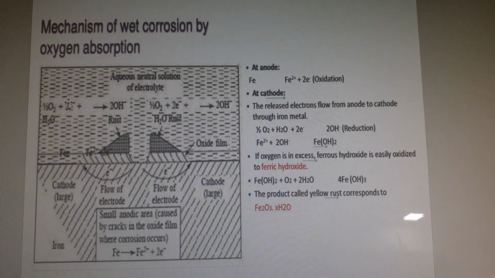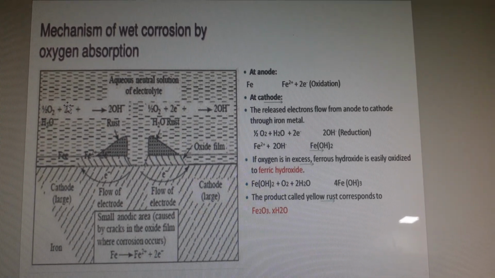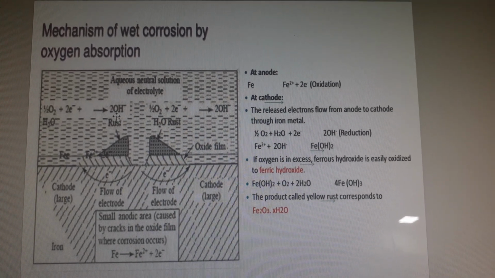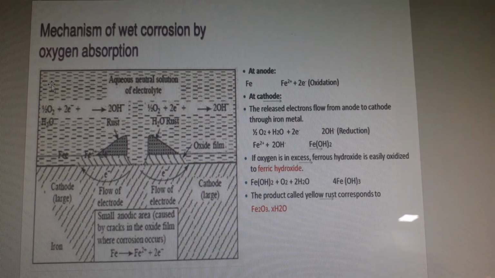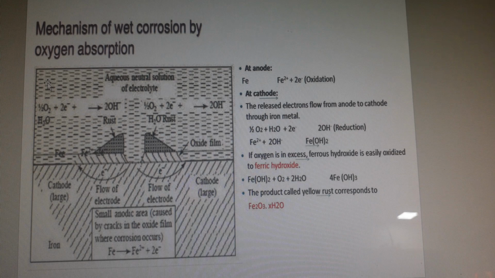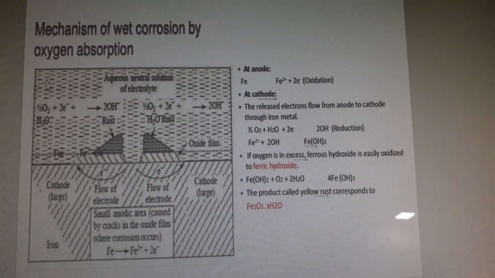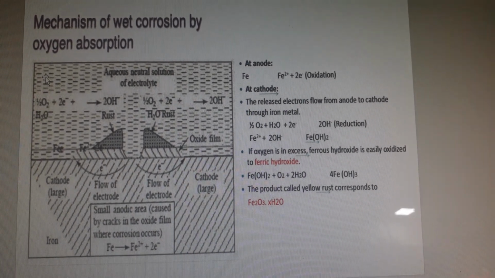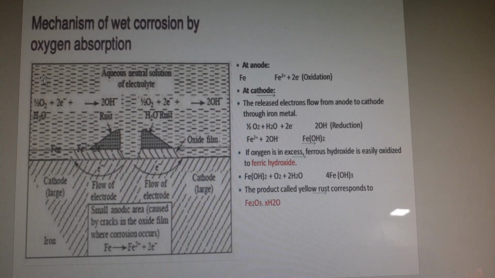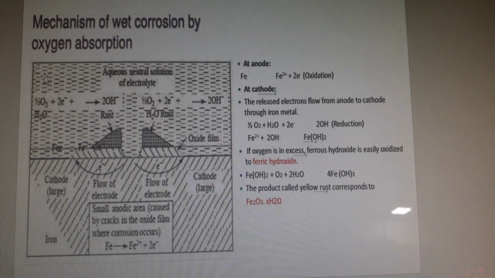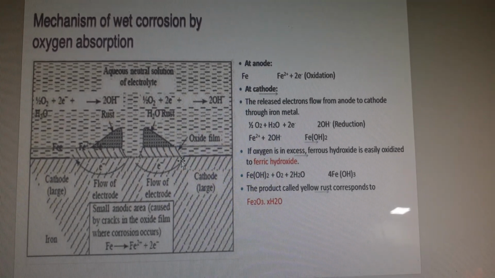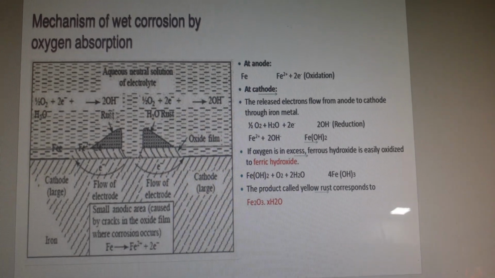Hi students, in the last video we have seen the mechanism of evolution of hydrogen. Now we want to see the mechanism of wet corrosion by oxygen absorption. This type of mechanism generally occurs when the environment is alkaline or neutral. Now let's understand what this mechanism speaks about.